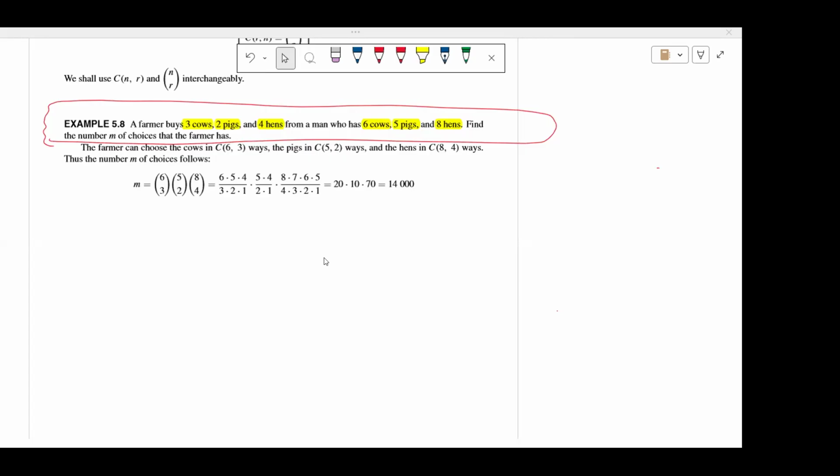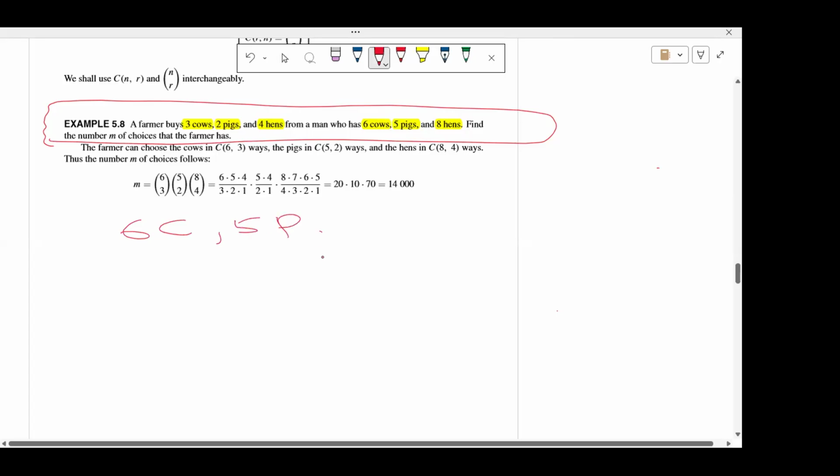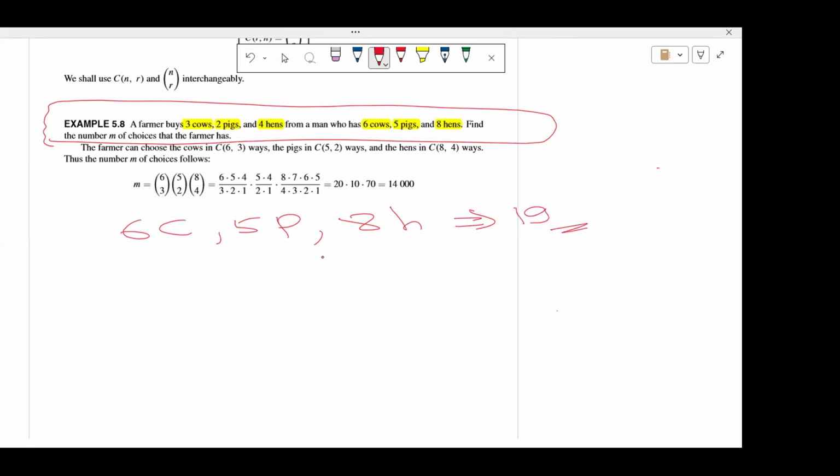So let's say a farmer has some number of animals. In his garden, there are 6 cows, 5 pigs and 8 hens. So altogether, how many animals does he have? 19 animals in his garden.